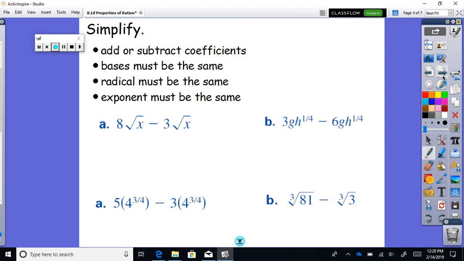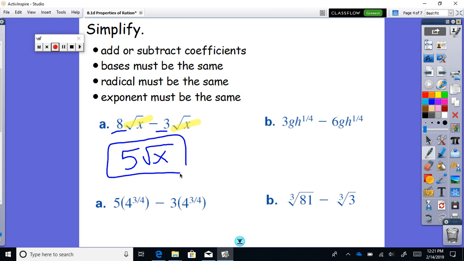So, just some more examples here. We have 8 square roots of x minus 3 square roots of x. The square root of x and the square root of x are the same. So 8 minus 3 is 5, and you have 5 square roots of x. You're only adding or subtracting the coefficients.